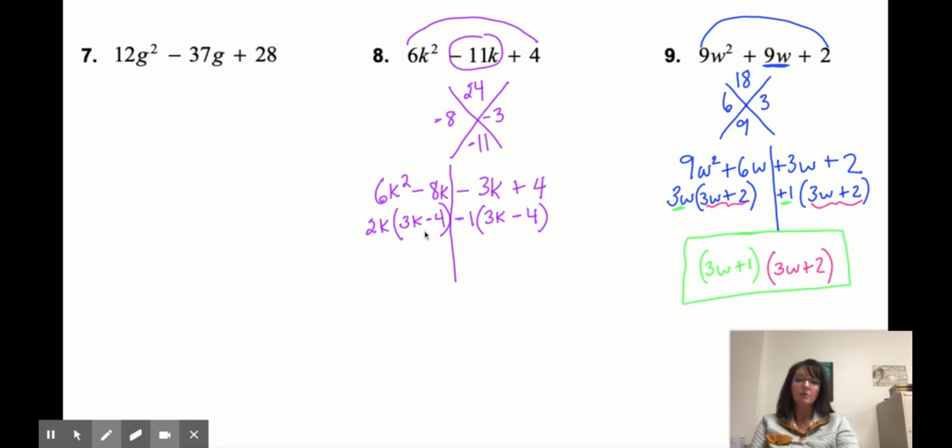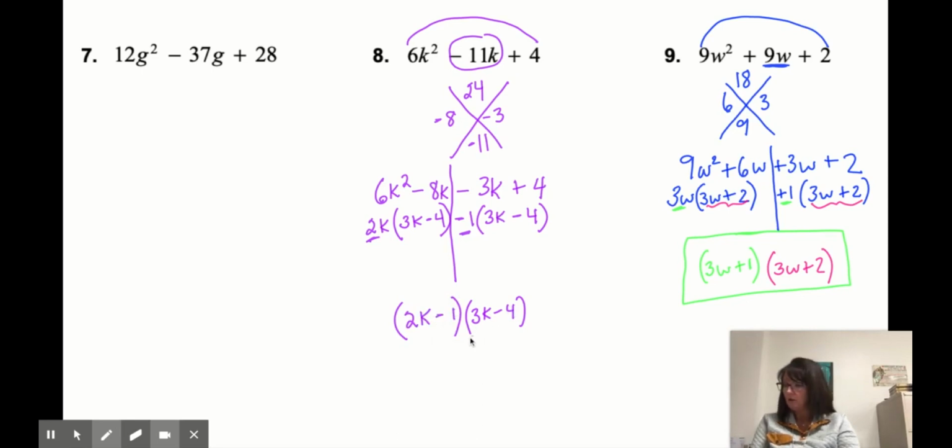So if you make a mistake, double check it, things like that. If it's not working out, see where the mistake is. All right, so now our common factor is the 3k minus 4. We know that that's going to be one of our factors, 3k minus 4. Our other factor comes from what we factored out, 2k and minus 1.